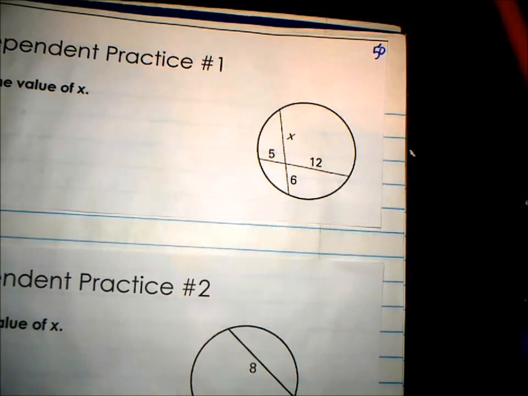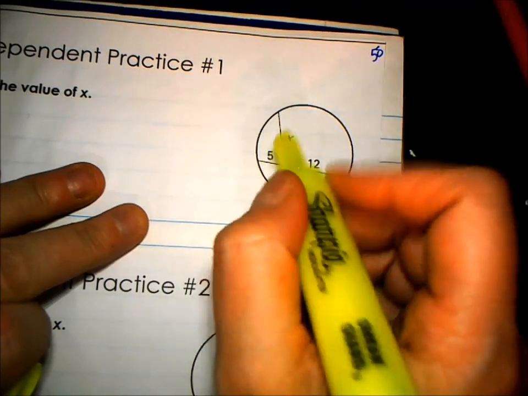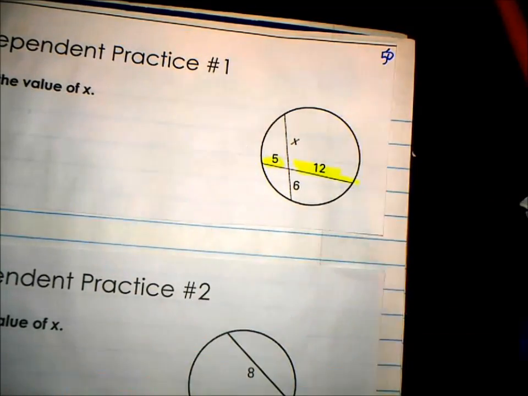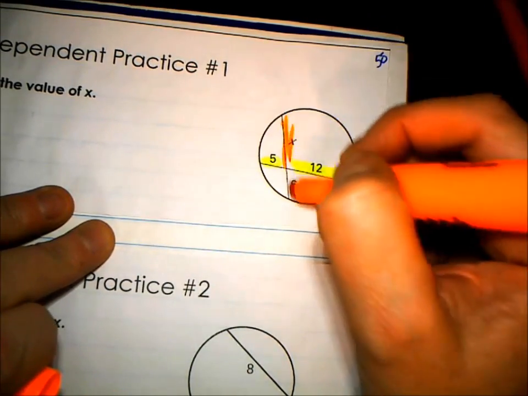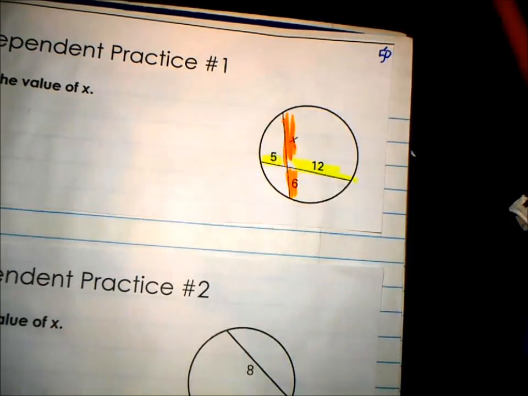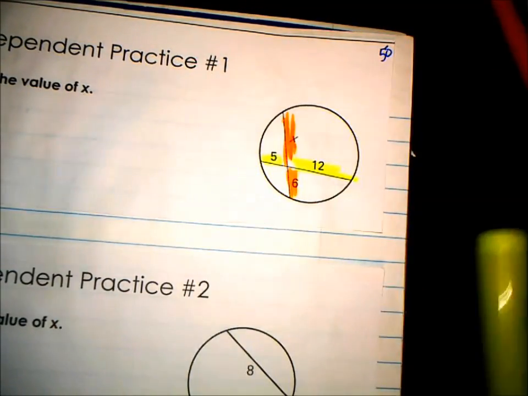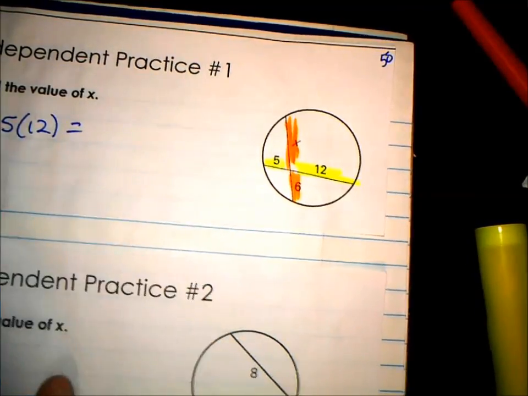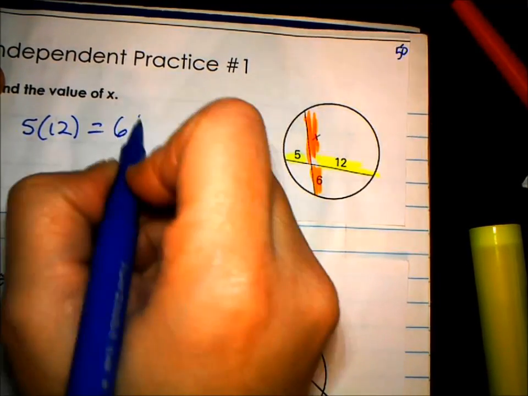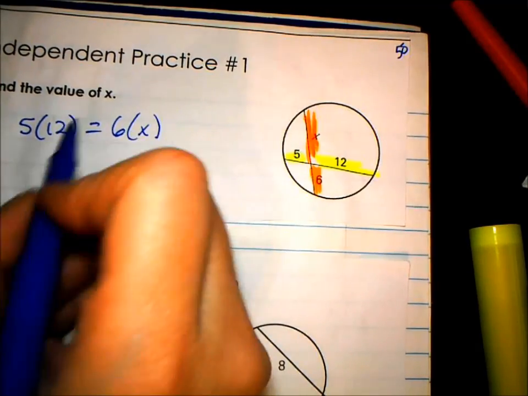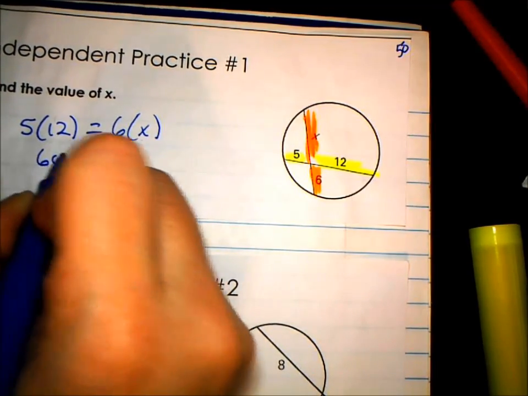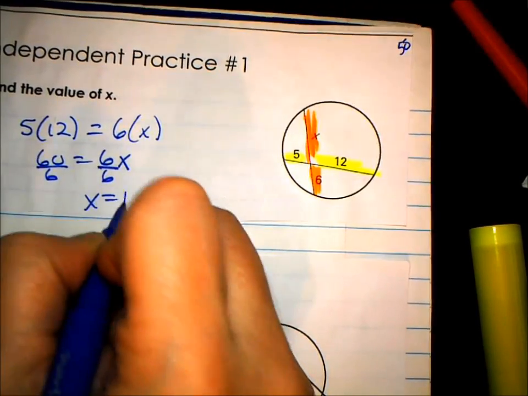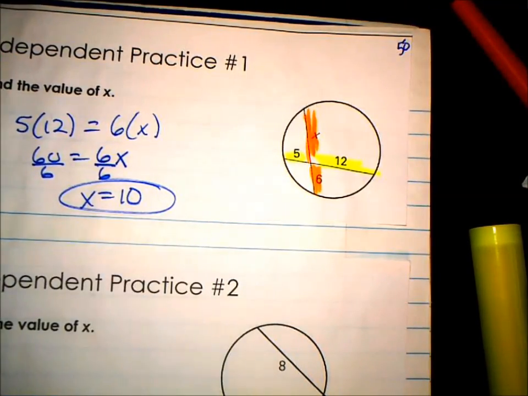Okay, on number 1, this is intersecting inside, so that means I'm going to take my two pieces here, and I'm going to multiply them together. My two pieces there, and I'm going to multiply those guys together, so that I'm actually doing 5 times 12. It will equal 6 times x. 5 times 12 is 60. That's 6x divided by 6, and x equals 10.